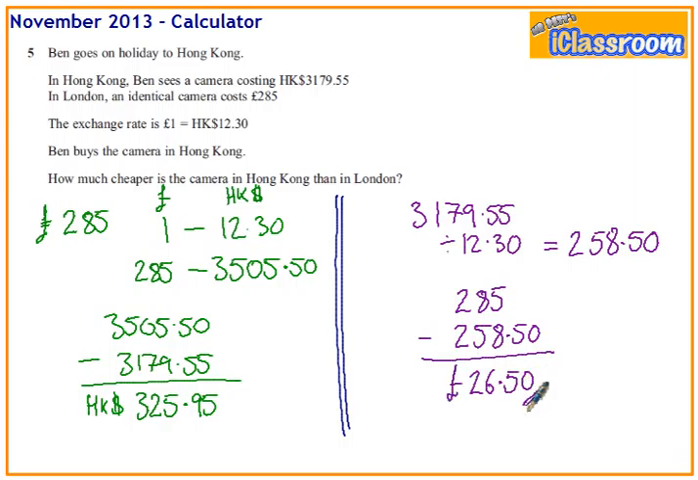Both of these solutions are correct. They may look different, but it's because this one is in dollars and this one is in pounds. If we were to multiply this answer by 12.30, we would get this answer, and vice versa, if we were to divide this answer by $12.30, we would get this answer. Either is acceptable.